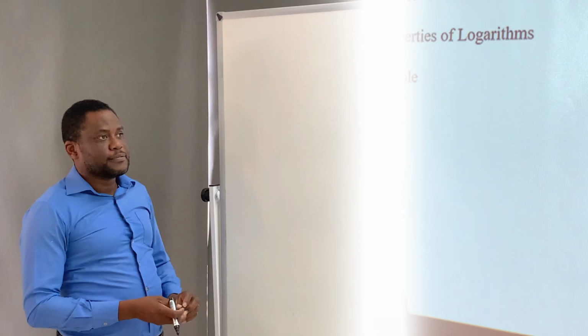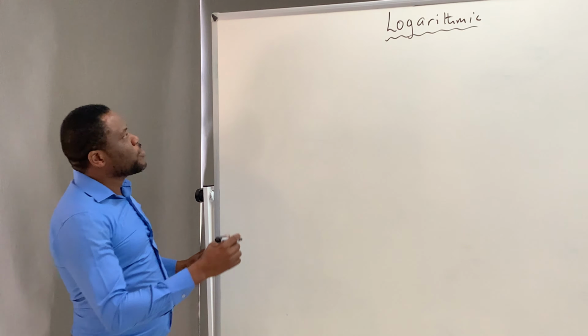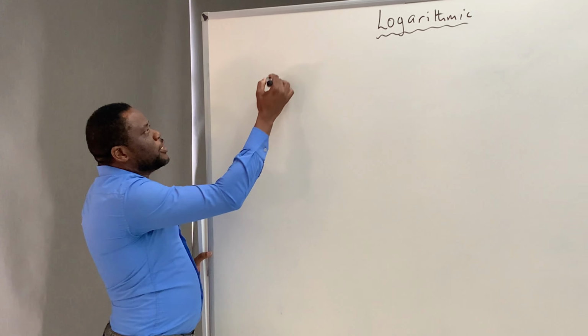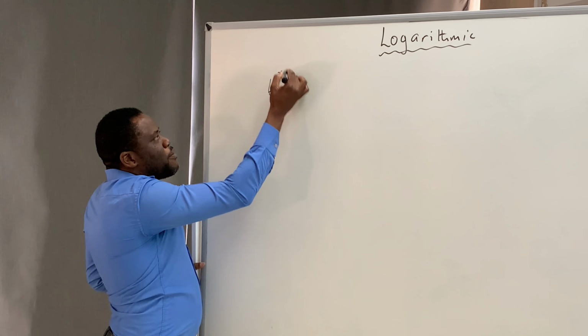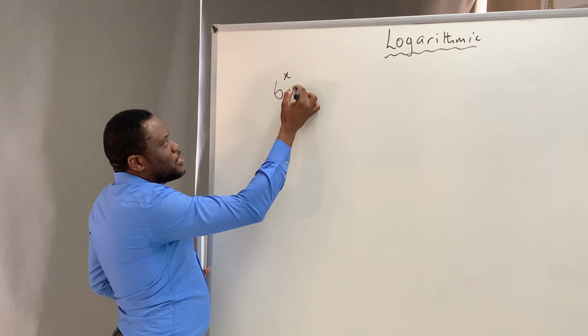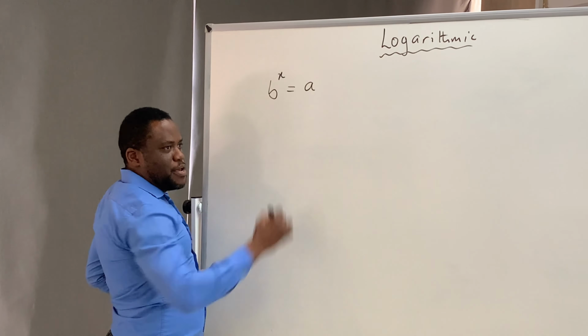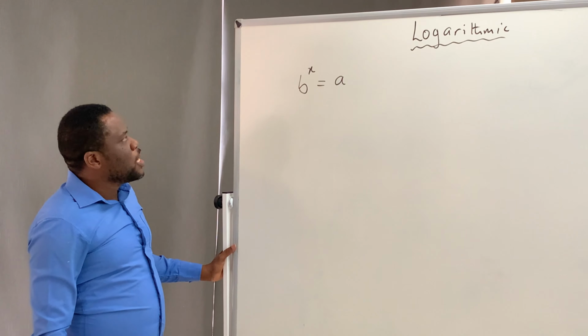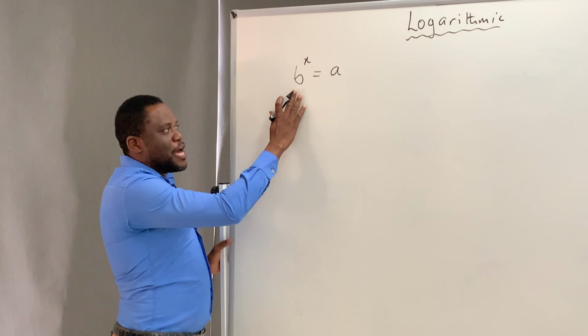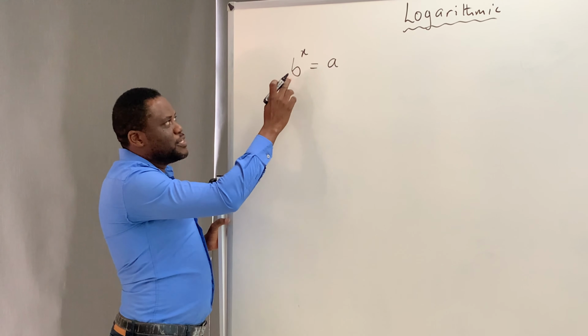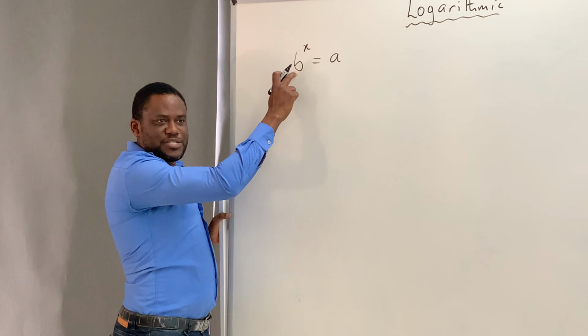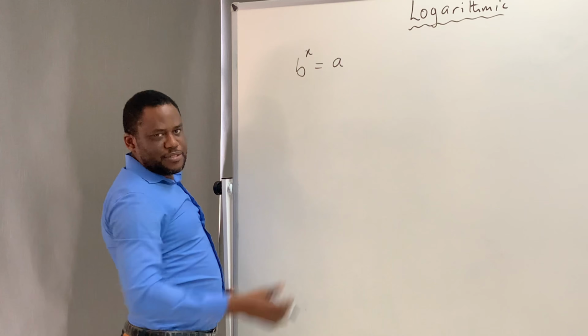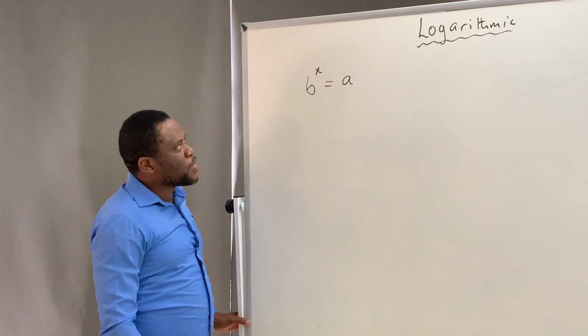Let's begin. Good. So, let's say we have b to the power of x is equal to a. Now, this is exponential, right? This means the base. This means the power, right? And this is like the argument. And this is equality sign.